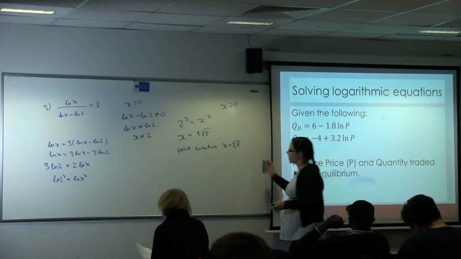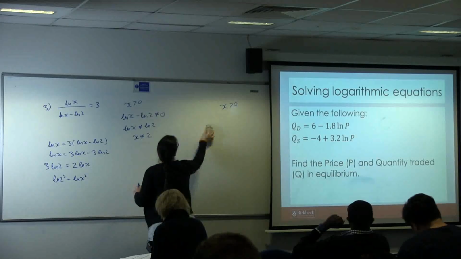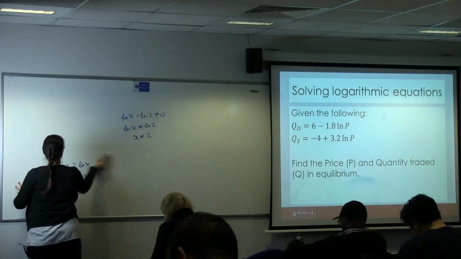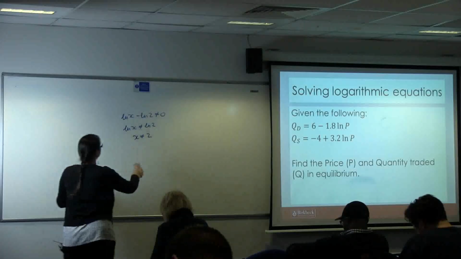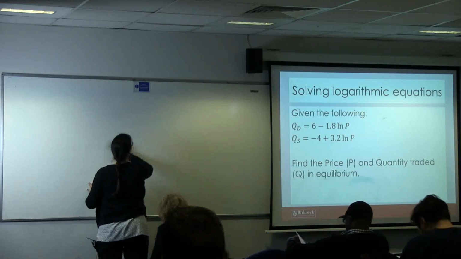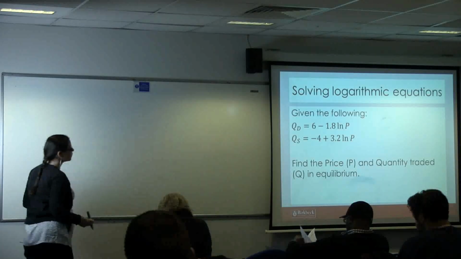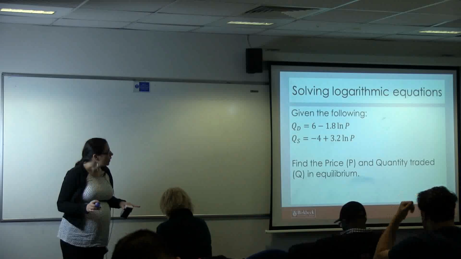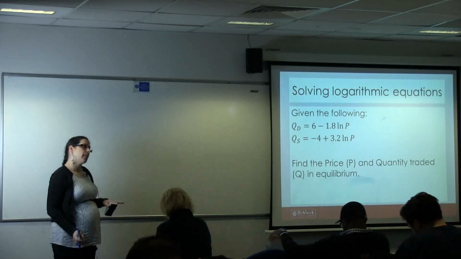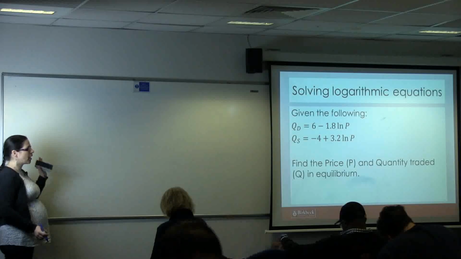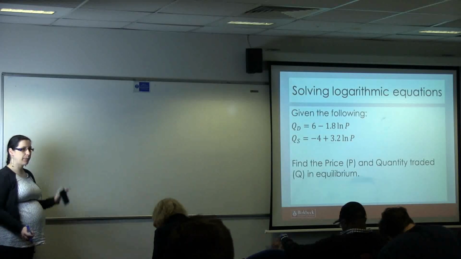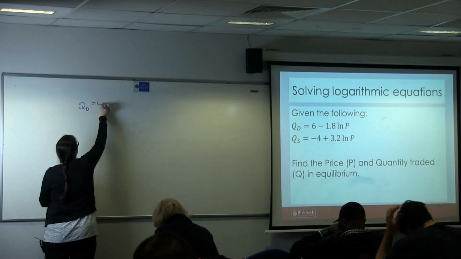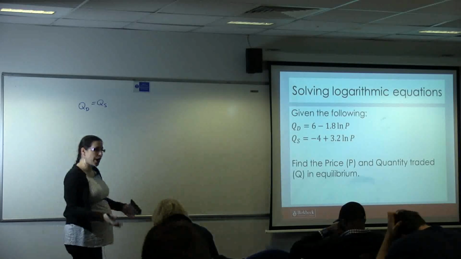Now, this is more like what you're actually coming across in QT. So, find a price and quantity traded in equilibrium. What is the first thing that needs to come to your mind when you see the word equilibrium? Exactly. So the quantity demanded has to be equal to the quantity supplied. That is the definition of equilibrium.